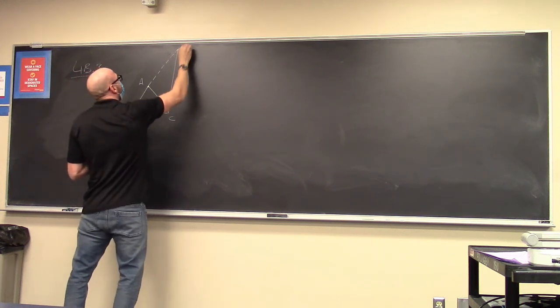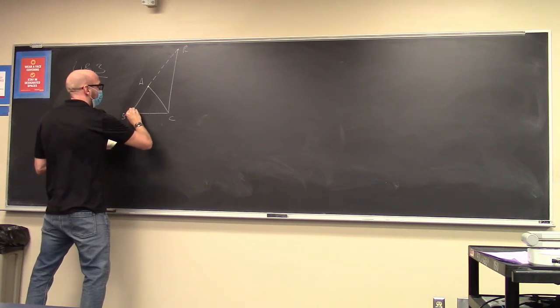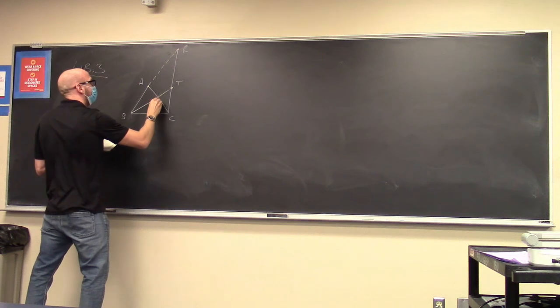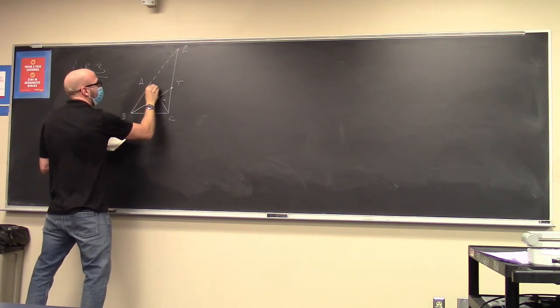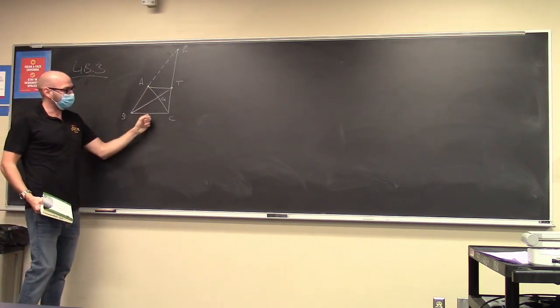Here's CR. We've got BQ, which cuts through CR at this point T, and we've got AT, which is sort of this generalized Chevian, this weird case where AT is parallel to BC.